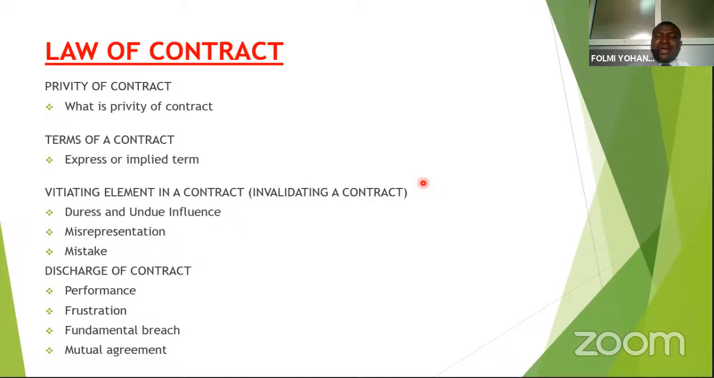So what are those things that can vitiate a contract? We have duress. Duress is when you make somebody enter into a contract by force. You are threatening him with violence: if you don't enter that contract, I'm going to deal with you. Or, if you don't enter that contract with me, maybe your wife is working for that person, I'm going to sack your wife. That is economic duress. He's using his economic influence to make you enter into a contract. Such a contract will be vitiated.